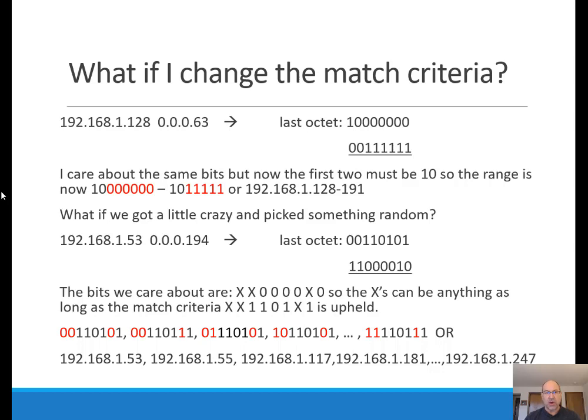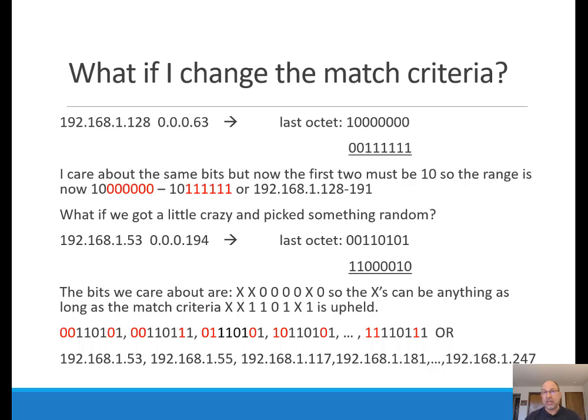So the range is now 1, 0, 0, 0, 0, 0, 0, 0 to 1, 0, 1, 1, 1, 1, 1, 1. Sorry, I had to fix my ones. Or another way to say this is, of course, 192.168.1.128 to 191. So that's the range, 128 plus 63. So anything in there is fine, as long as that first 2 bits is 1, 0.